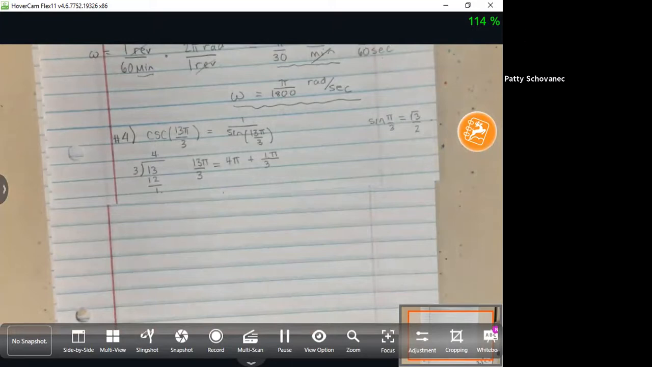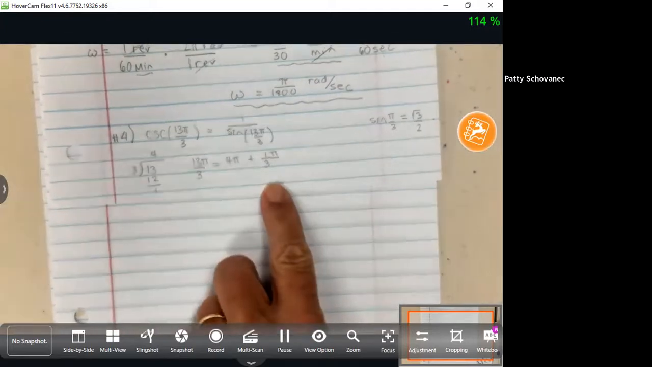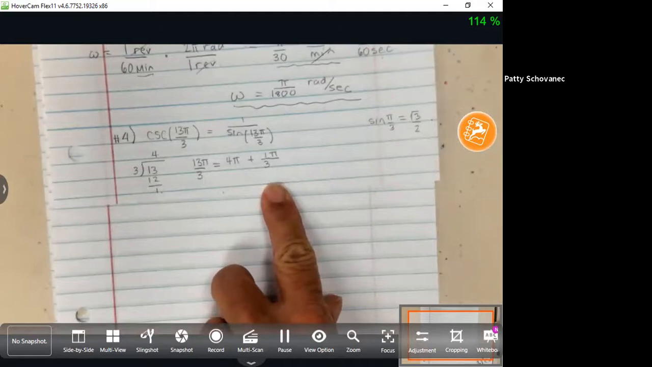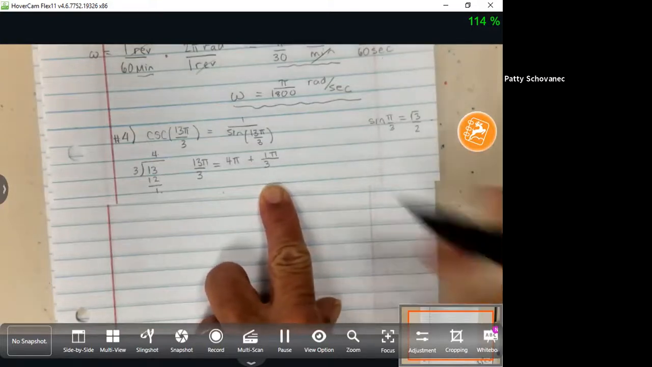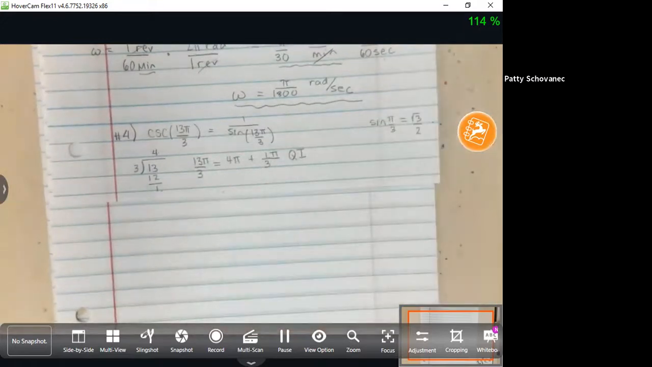So which quadrant does this put you in? 2 laps and then 1/3 more. So it's in quadrant 1, isn't it? In the upper half of the circle, 1/3 pi is in quadrant 1, 2/3 pi is in quadrant 2, 4/3 pi is in quadrant 3, 5/3 pi is in quadrant 4. So this is a quadrant 1 angle, which means my answer is going to be positive.